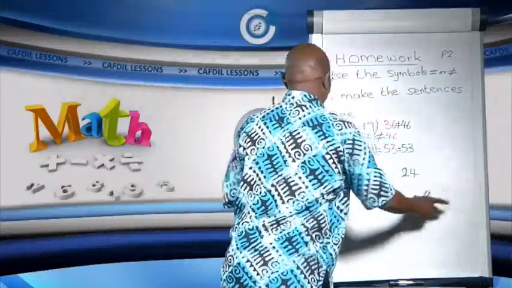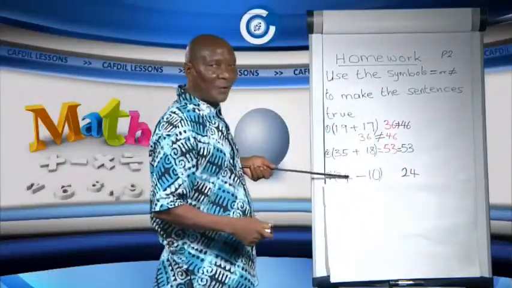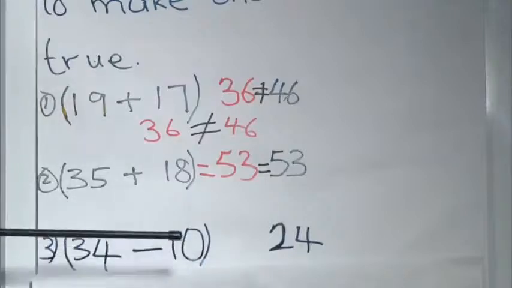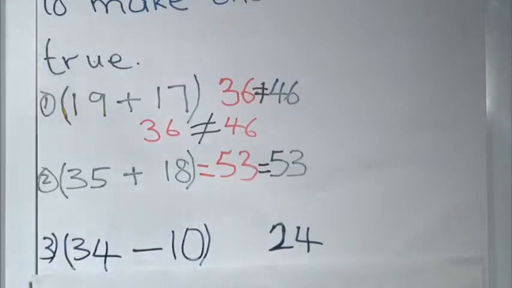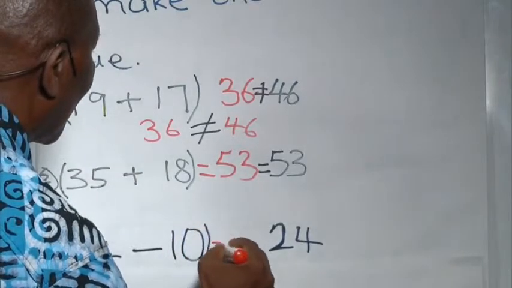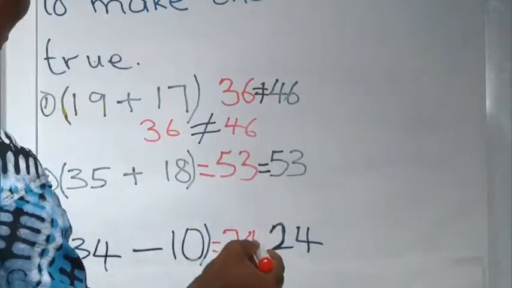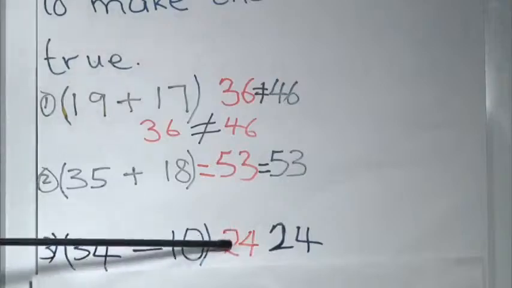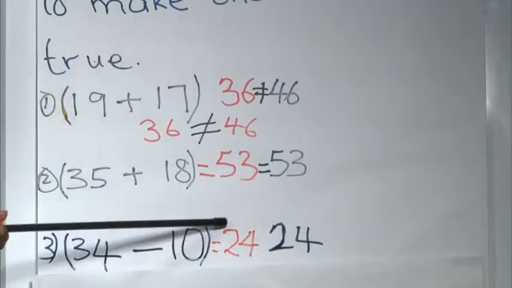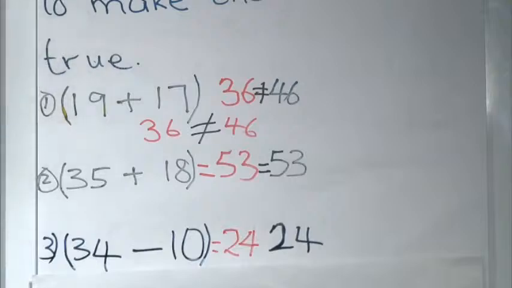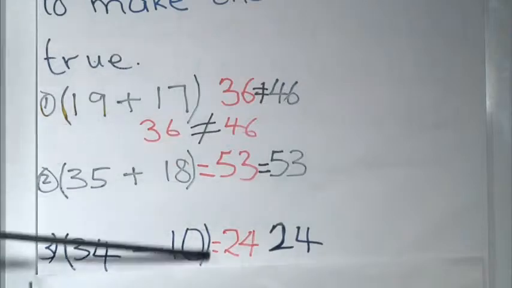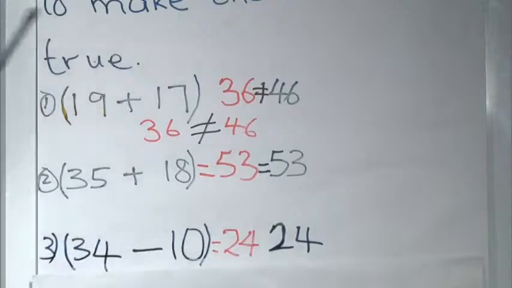Number 3, 34 minus 10. How do we get? 24. 24 is the same as 24. So we say 24 is equal to 24.